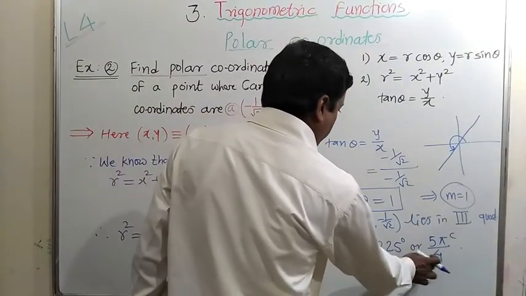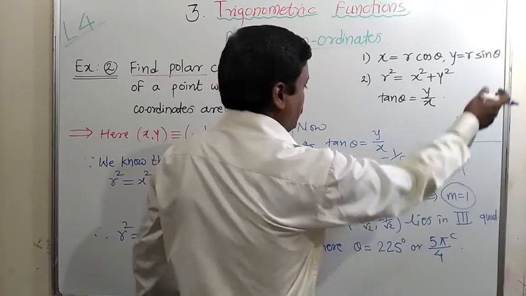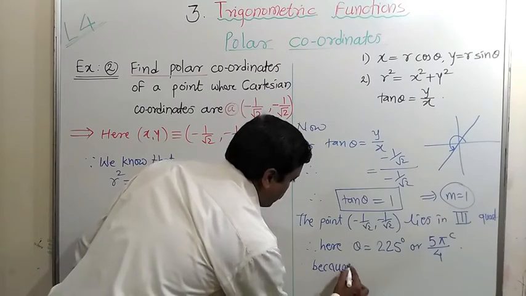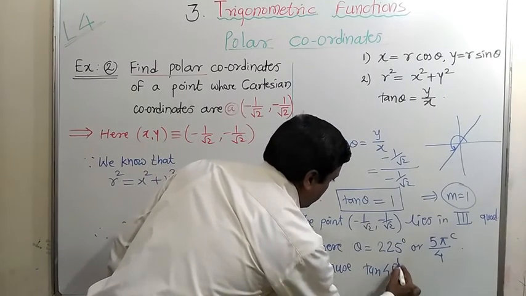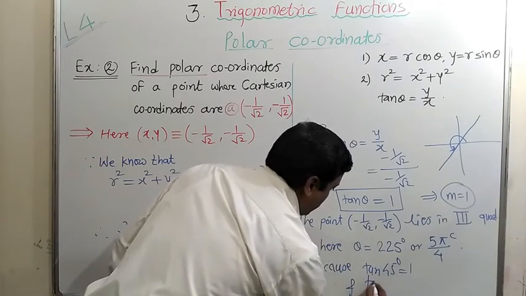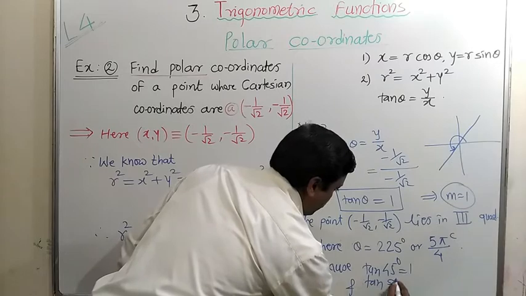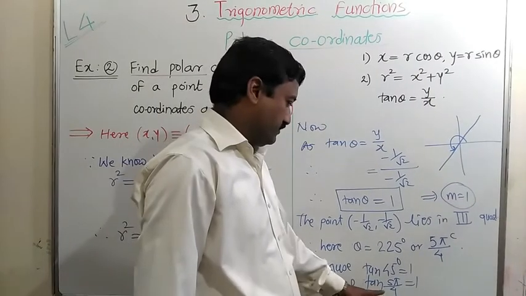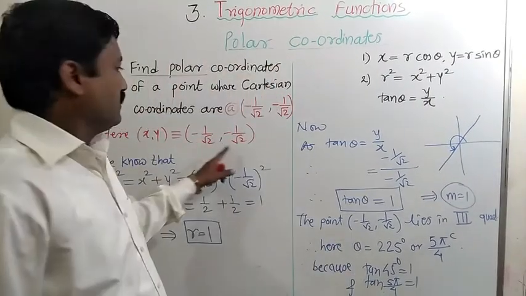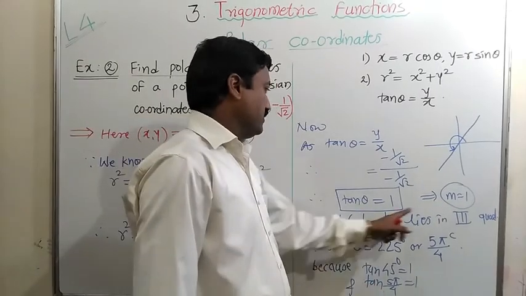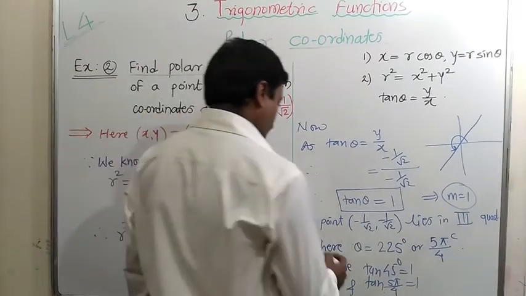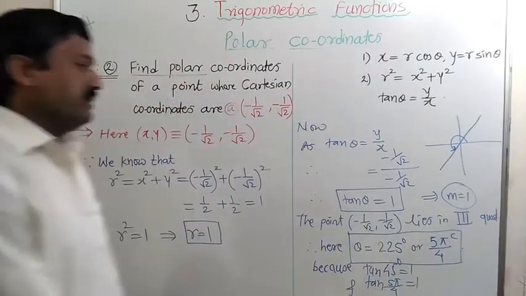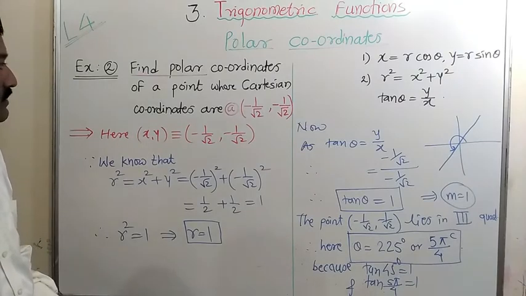Therefore, tan of 5 pi by 4 is equal to 1, or tan of 45 is equal to 1. Because tan 45 is equal to 1 and tan 5 pi by 4 is equal to 1. So out of these two, this one is correct because the point lies in the third quadrant. So theta is equal to 5 pi by 4.